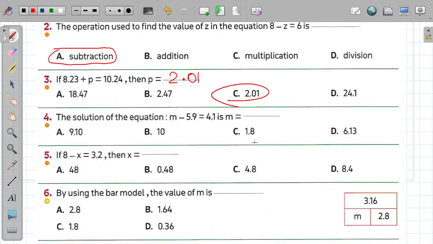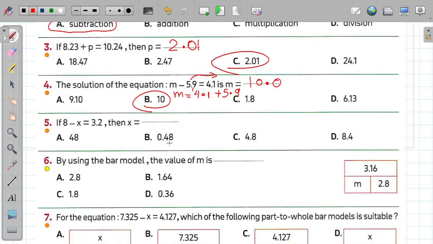Next, the solution of the equation m minus 5.9 equals 4.1. So I will send the number to the other side with the inverse operation. So it will be m equals 4.1 plus 5.9. Okay, next I will add the two numbers. 1 plus 9 equals 10, so I will carry 1. 1 plus 4 equals 5, 5 plus 5 equals 10. I will put the decimal point first and I will write 10. So the value of m equals 10.